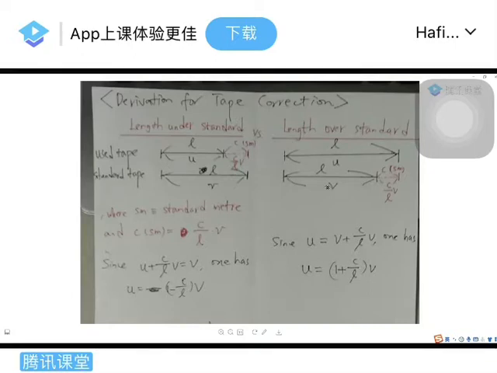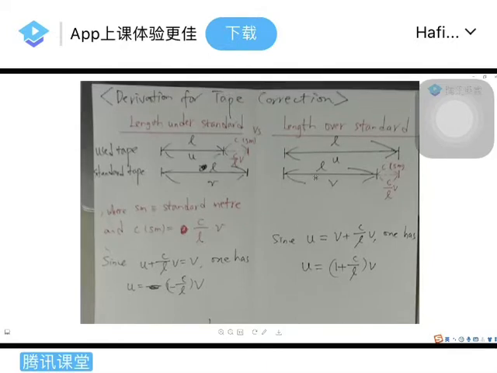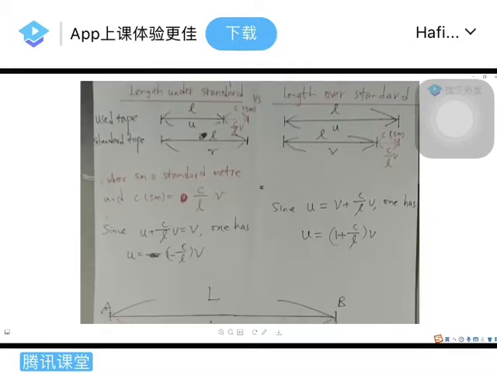Okay, let's come to the next one. Normally you find this kind of derivation. It might seem quite easy, but indeed it's not that easy. You still need some derivation in order to get this result. Okay, now let's come to the next one.